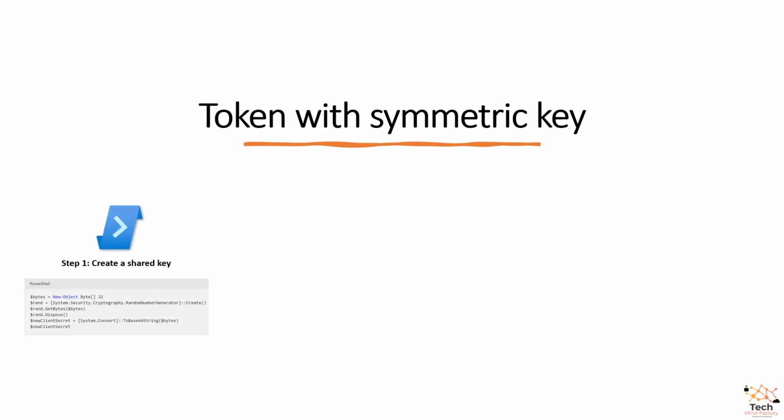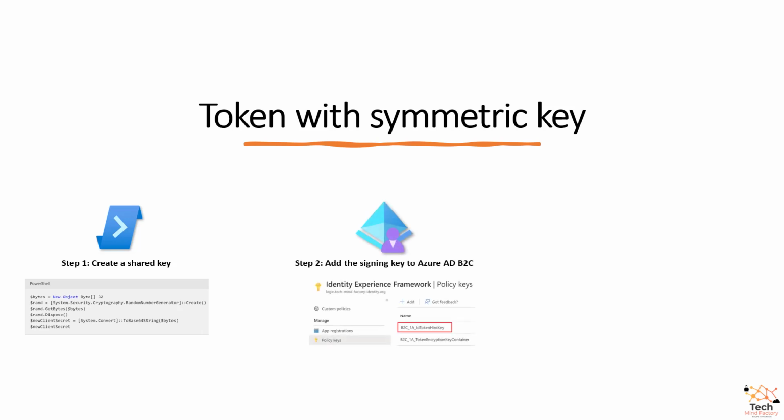So first of all, we have to create a shared key. And this is basically the PowerShell script that you can use to create such a shared key. And it's available in the Azure AD B2C documentation. Once the shared key is created, we have to add the signing key to Azure AD B2C. So in this specific case, under policy keys, we have to add this ID token hint key.